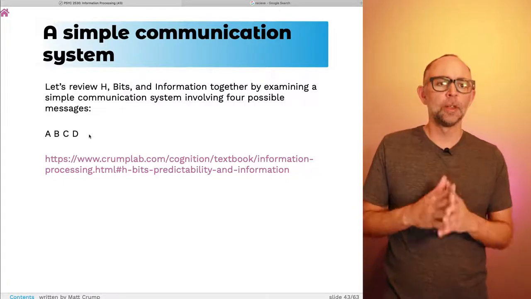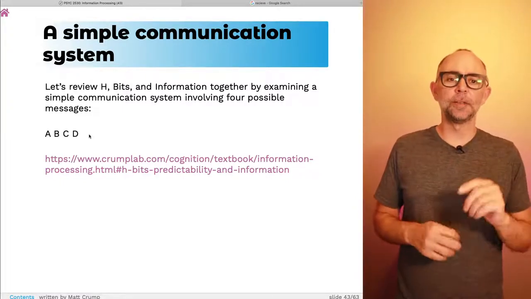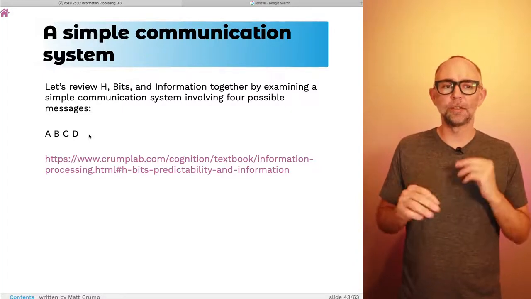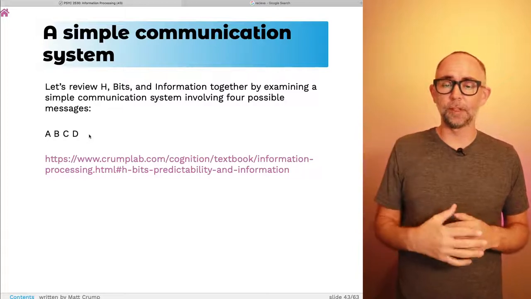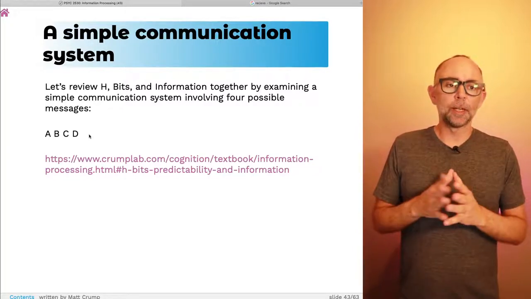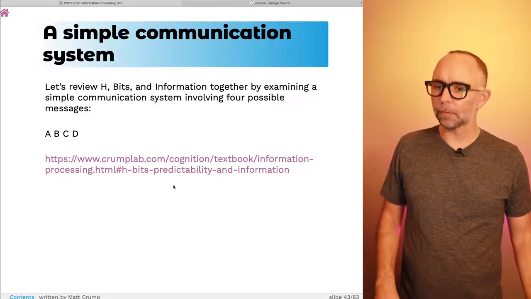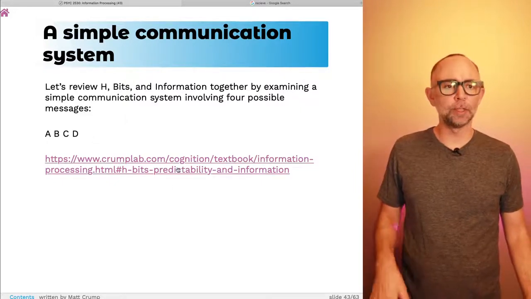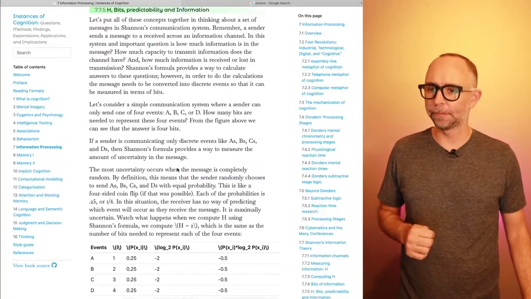So imagine you're listening on the phone and somebody's going to be saying the letters A, B, C, or D in any order to you. That's the message, the series of these 4 things. And we're going to be talking about how much information is in that message. We're going to be using Shannon's formula to calculate how much information there is in that message.